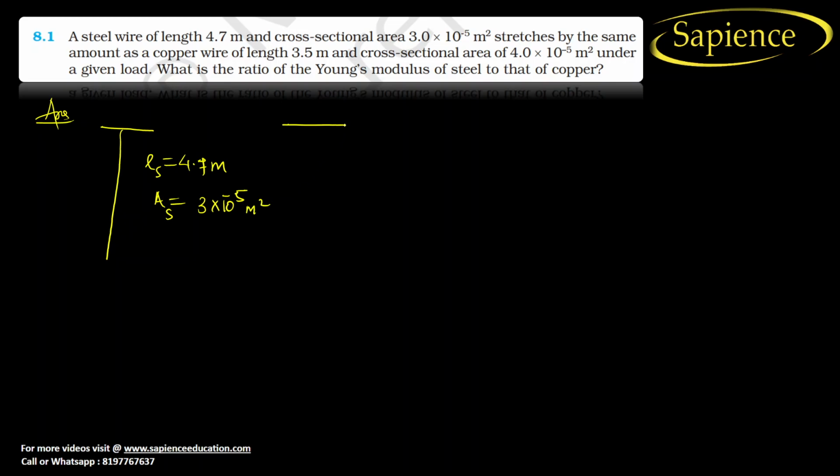Now there is another wire, but it is of copper. So copper has length L copper equal to 3.5 meter, and the area of the copper is 4.0 into 10 to the power minus 5 meter square.